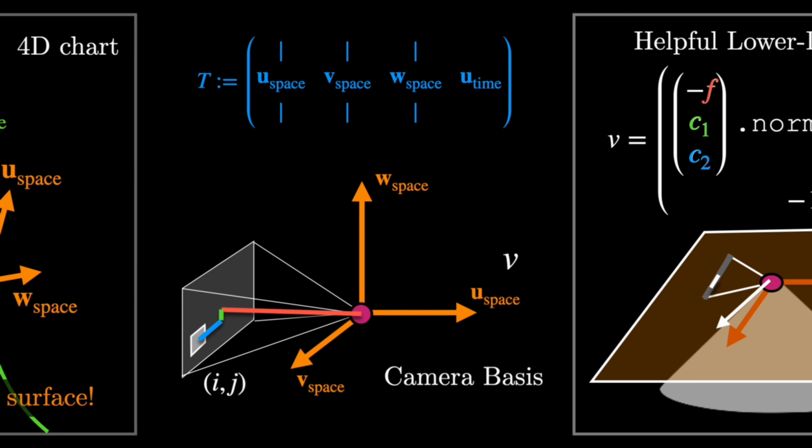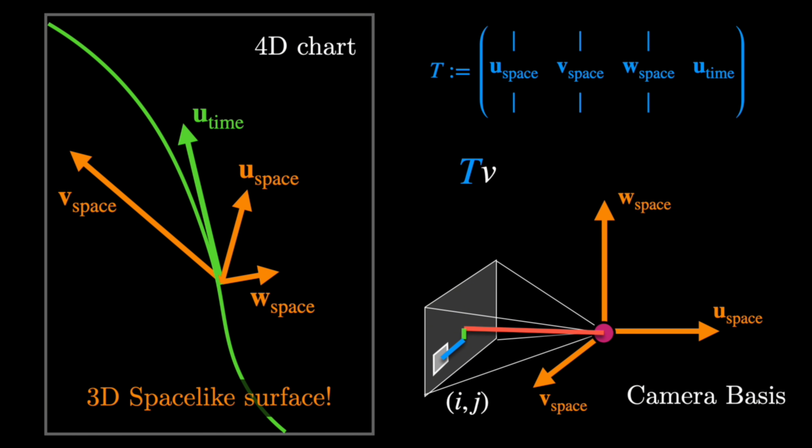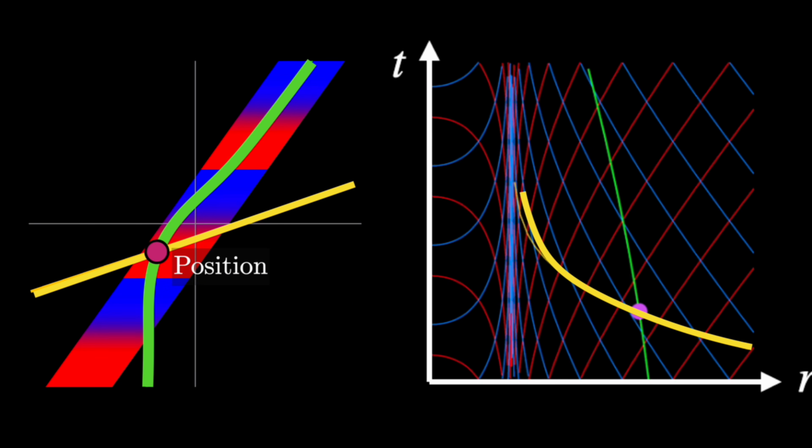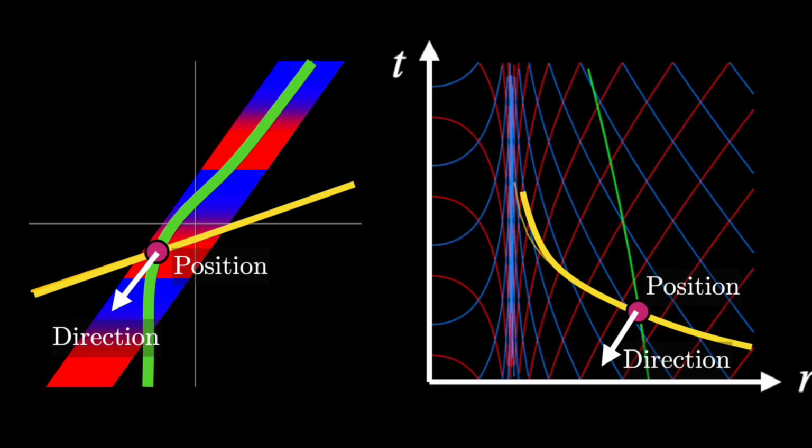We can transform our space-like or light-like vector from our observer's frame of reference into our chart using our 4x4 transformation matrix. And just like that, we've got a ray position and a ray direction inside our coordinate chart, which we can use to trace our ray.